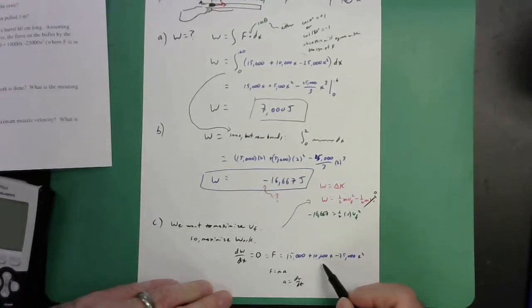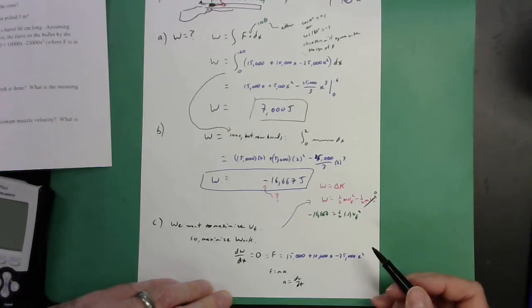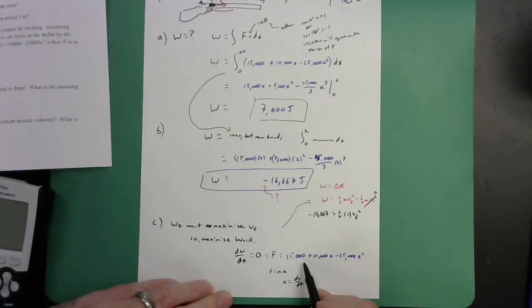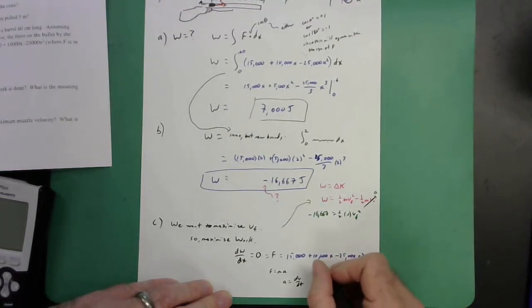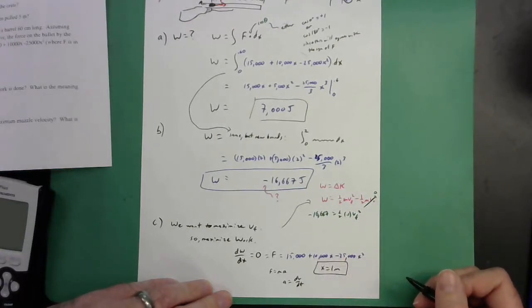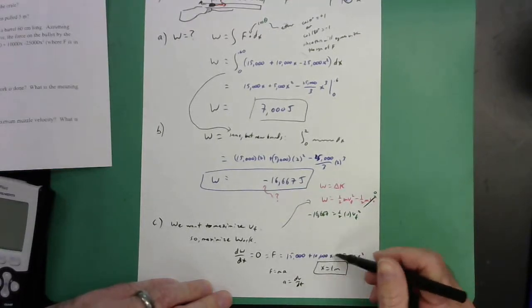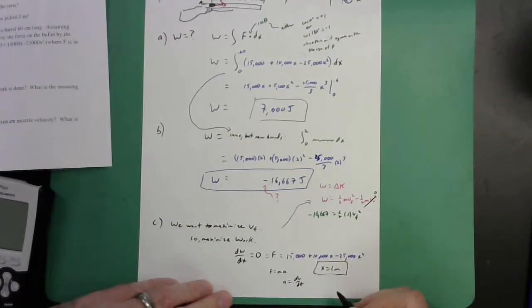Okay, so we're going to set this equal to zero. I can solve a quadratic in my calculator, but this happens to be a really easy one to solve once you see the solution. When 15,000 plus 10,000x minus 25,000x squared is zero, x equals 1. Because 15,000 plus 10,000 times 1 is 25,000. So it turns out x equals 1 meter. That is the length of barrel that maximizes the velocity. Again, if it was weird numbers, I'd have to solve the quadratic using my calculator.